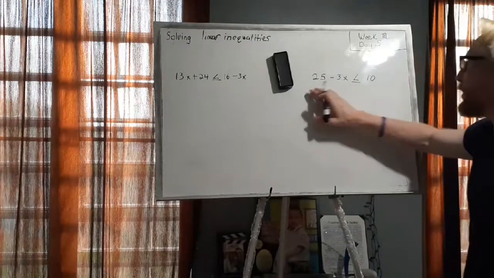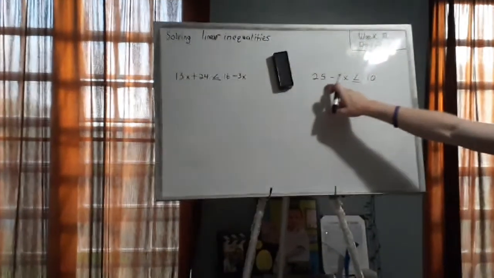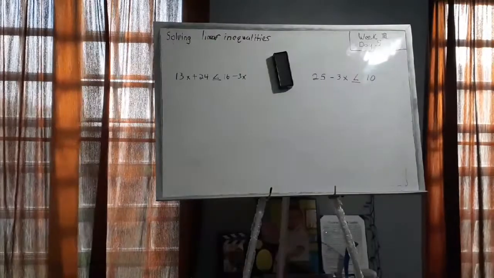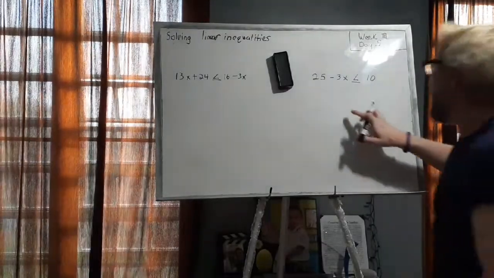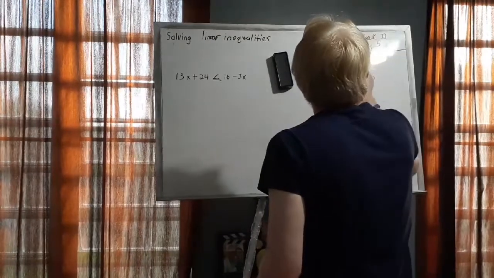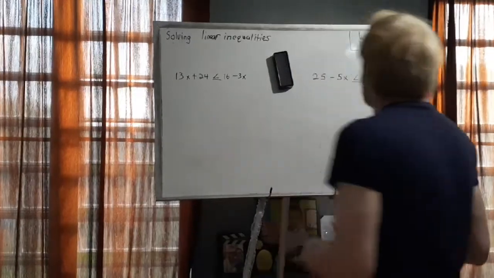So let's say we have an inequality that says 25 minus 3x is less than or equal to 10. Excuse me, there's a mistake here. It's actually 5. Okay, here we go. So I have 25 minus 5x is less than or equal to 10. And I want to find the value of x, and I want to graph my function. So how do I do that?